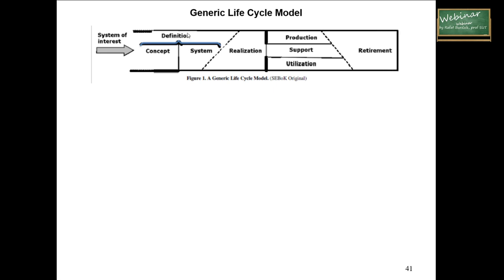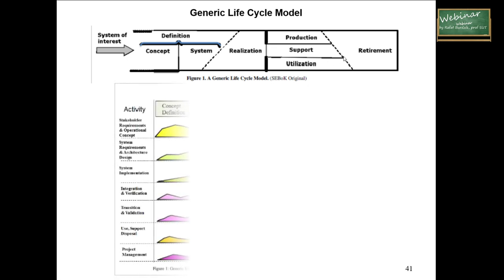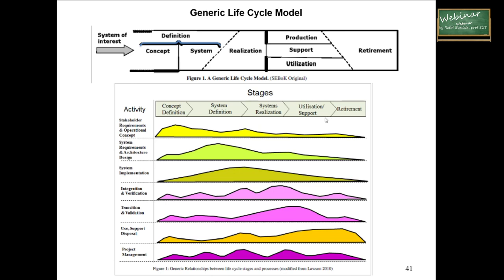So first we've got the system of interest, for example, we've got the concept, we've got the definitions, then we are designing the system, then there is the realization of the system, then we've got the production, support, utilization, and then the retirement. So these are the next stages of the system life cycle. And if we consider the different activities during each stage, including concept, system definition, system realization, utilization, and retirement, you can see what the content and involvement are in different activities in the system engineering.